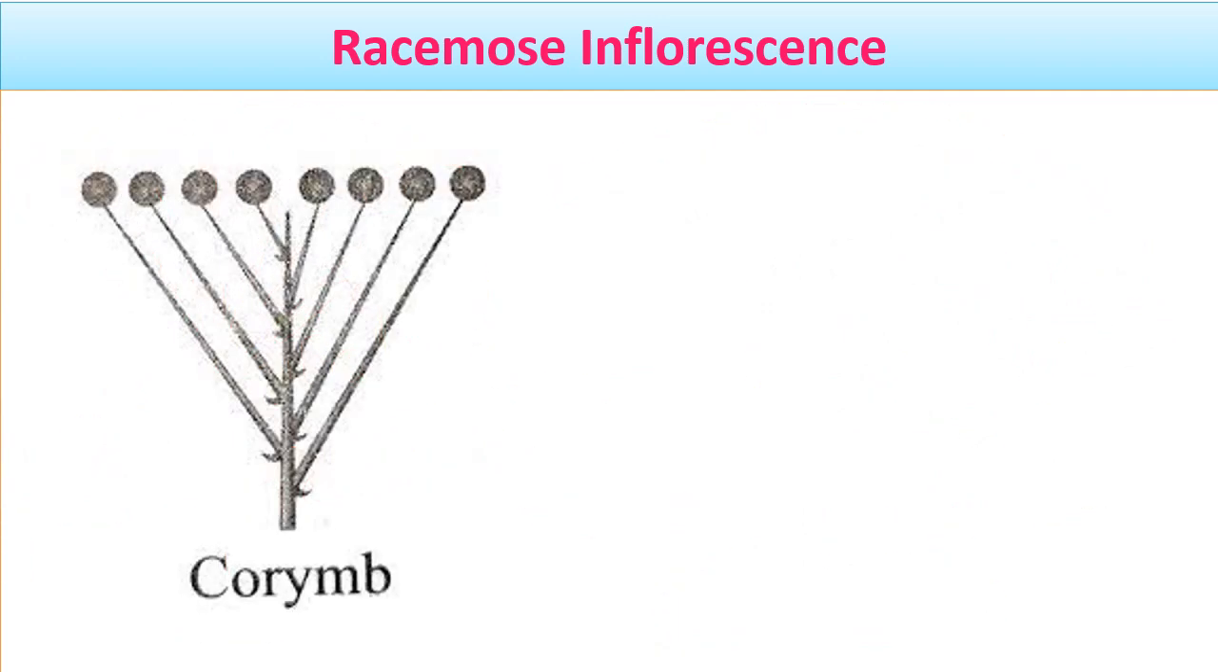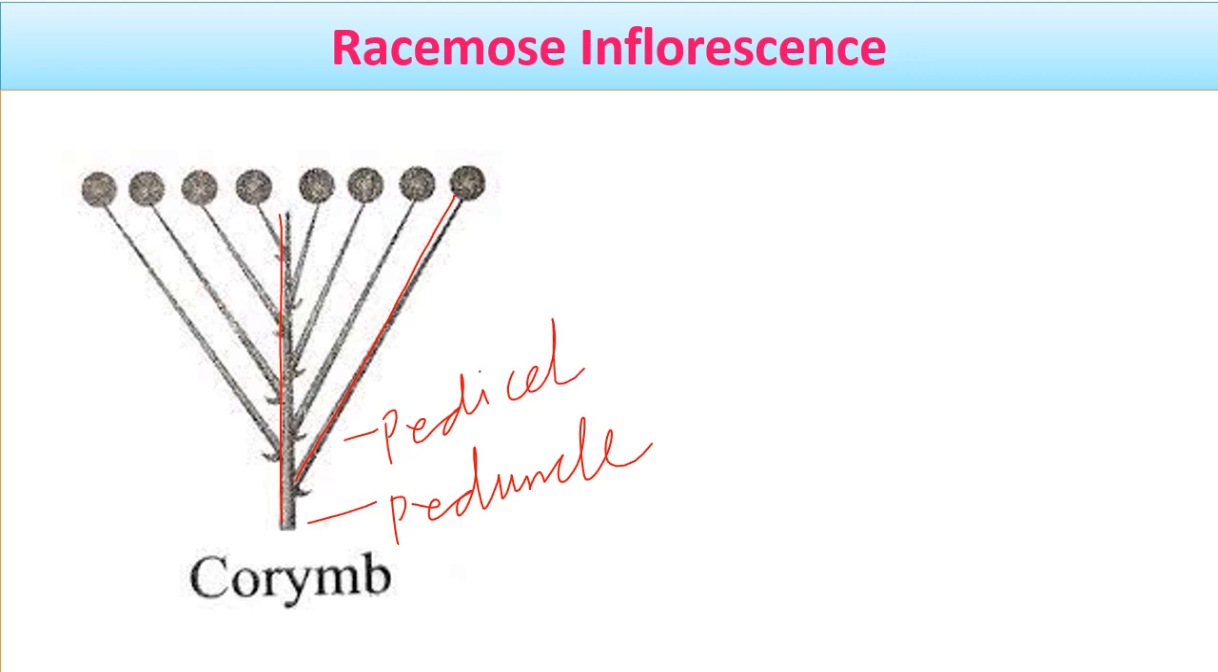Here we can see another subtype of racemose inflorescence, named corymb inflorescence. In this inflorescence, the axis of inflorescence is the peduncle, the axis of the flower is called the pedicel, and each flower has a bract. In the previous slide I think this C was remaining, so the correct spelling of bract is B-R-A-C-T, bract, remember that.